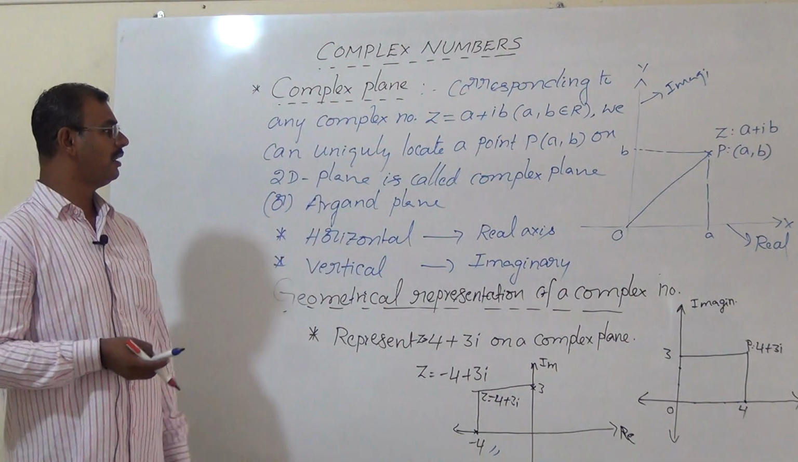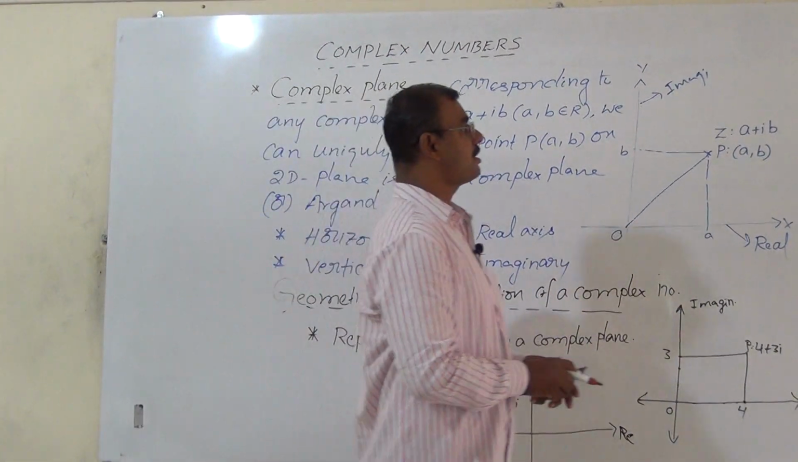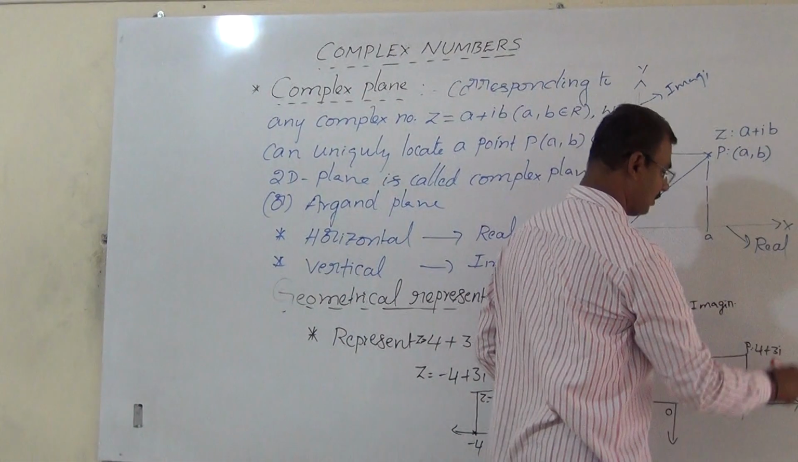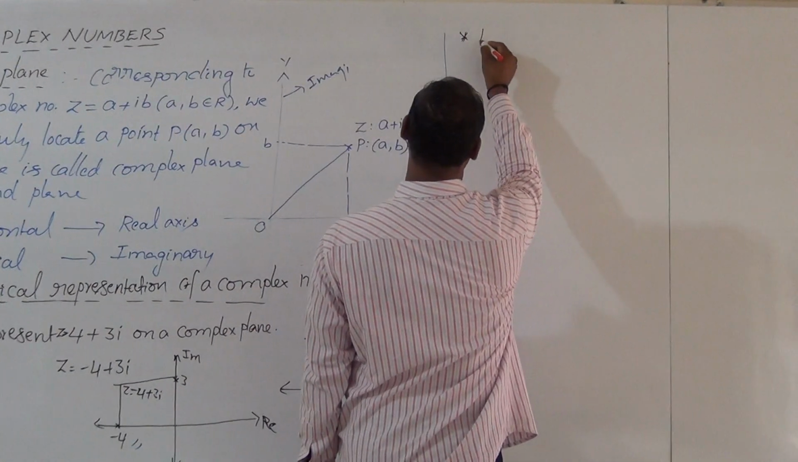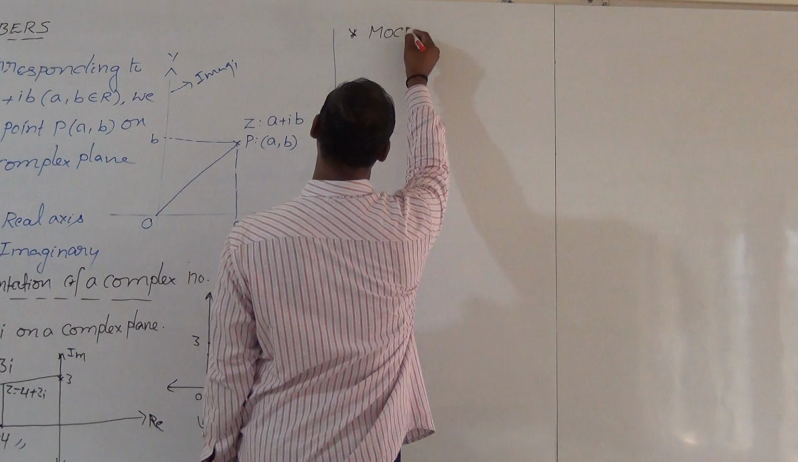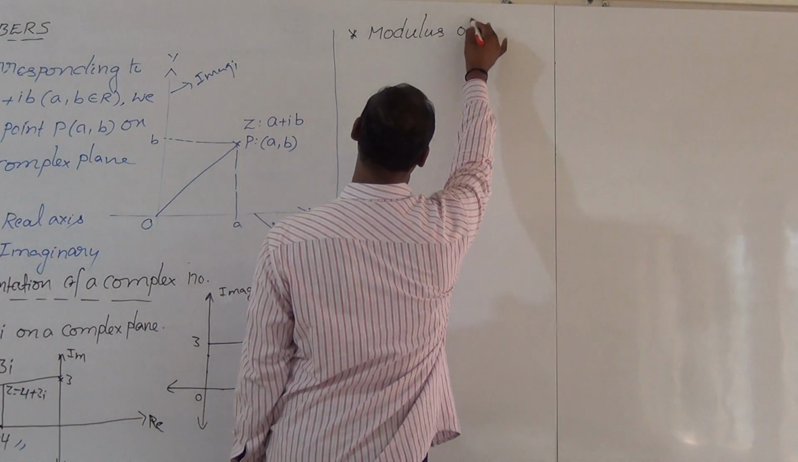Now the important concept is, observe, the modulus of a complex number. Now we are going to the next part, modulus. It is also called the magnitude of a complex number.